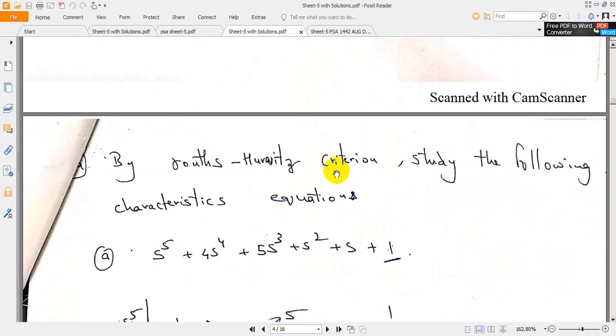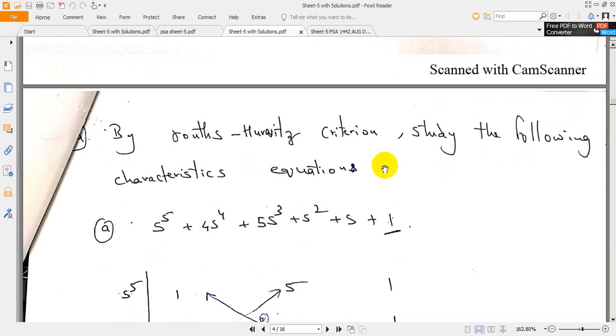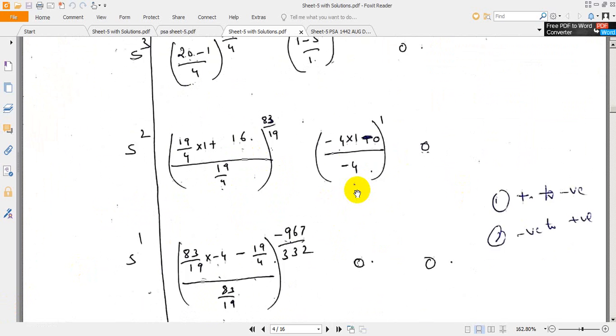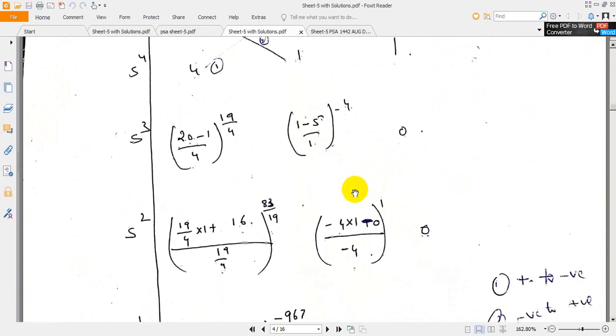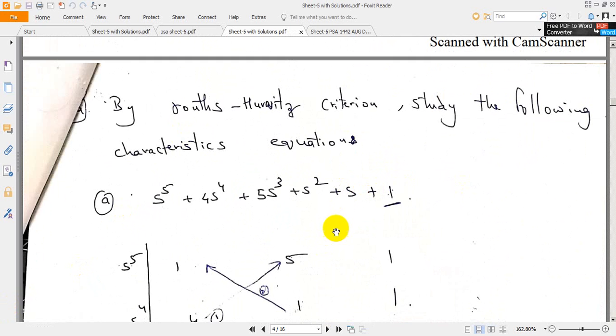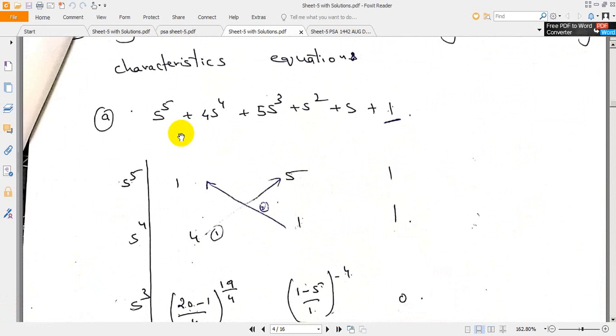Coming to the second question, where we need to evaluate the stability of the system by Routh-Hurwitz criteria. Study the following characteristic equation. We have a characteristic equation for which we need to evaluate the stability, whether the system is stable or not. This equation we can represent for the Routh-Hurwitz criteria.